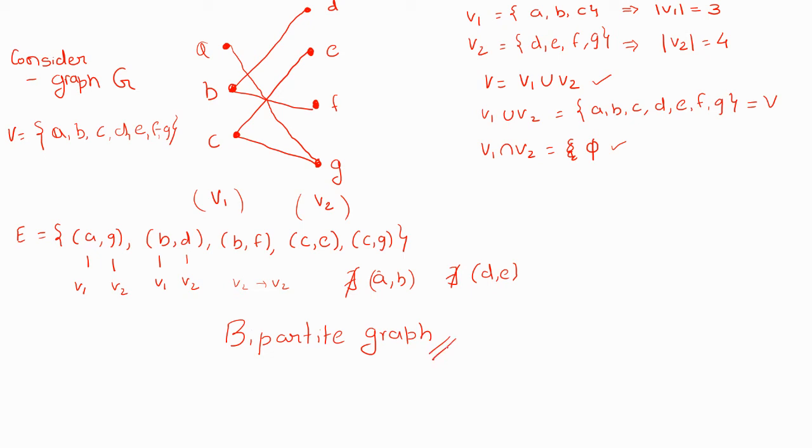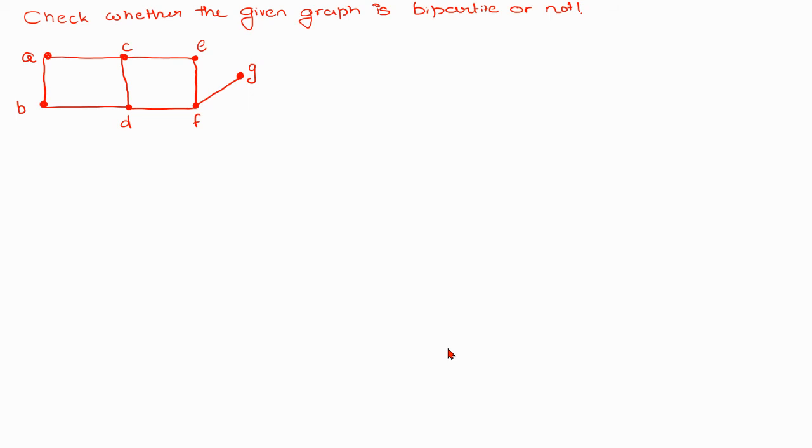Okay, now next. When we are given a graph, how to check whether the given graph is bipartite or not? Let's see. Now, what was the condition? Now, see, this is a graph G. What is the vertex set? A, B, C, D, E, F, G. Okay, this is a vertex set.